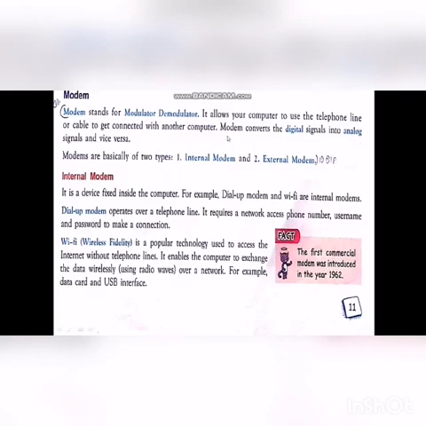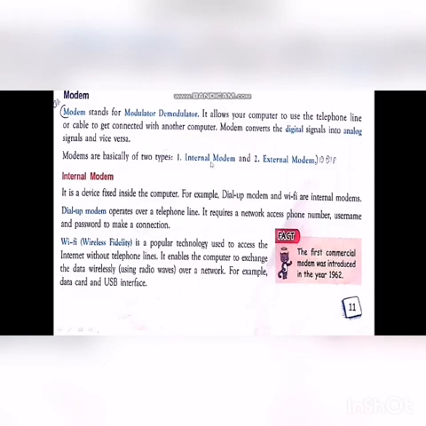So, if you want to send one message from one computer to another computer, first the computer accepts all the data and information in the digital form. Again, the digital signal will be converted by this modem into the analog signal, and the telephone wire carries these analog signals to the other computer system's modem. That will be converted into digital signal, and that will be stored in the other computer.